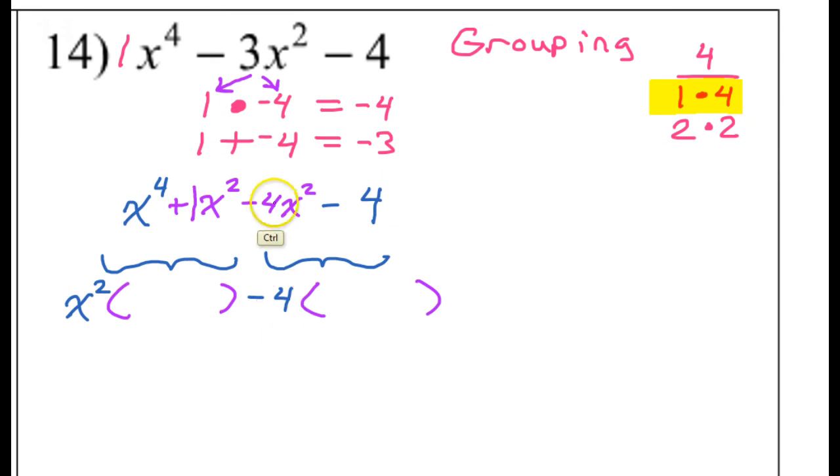Now on that last one, obviously both of these are divisible by 4. I put negative 4 because if the first term is negative, then your GCF is negative. Now, to figure out what goes inside the parentheses, you divide by the GCF. So I'm going to divide these two by x squared, and I'm going to divide these two by negative 4.